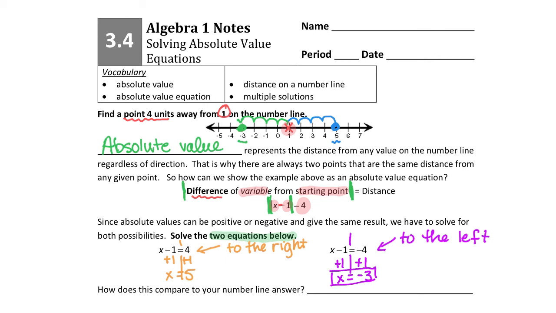So how does that compare to what I did on the number line in my original example? Well, remember on the number line, my 2 results were -3 and 5. -3 and 5. So how does it compare? The answers are the same, which means we now have an algebraic way of solving these problems.